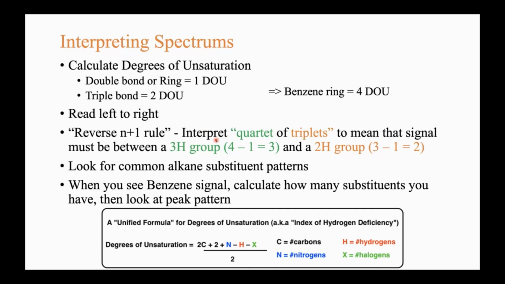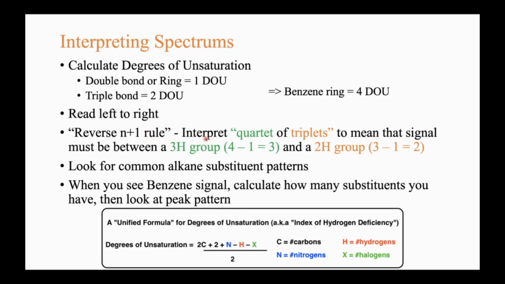Then I read left to right because the most valuable information is often found on the left-hand side. You can instantly see if there is a carboxylic acid or an aldehyde by seeing a peak above 10. You can also see if there's a benzene, typically by seeing peaks clustered in the 7 to 8 range. The next thing that I suggest is the reverse n+1 rule.